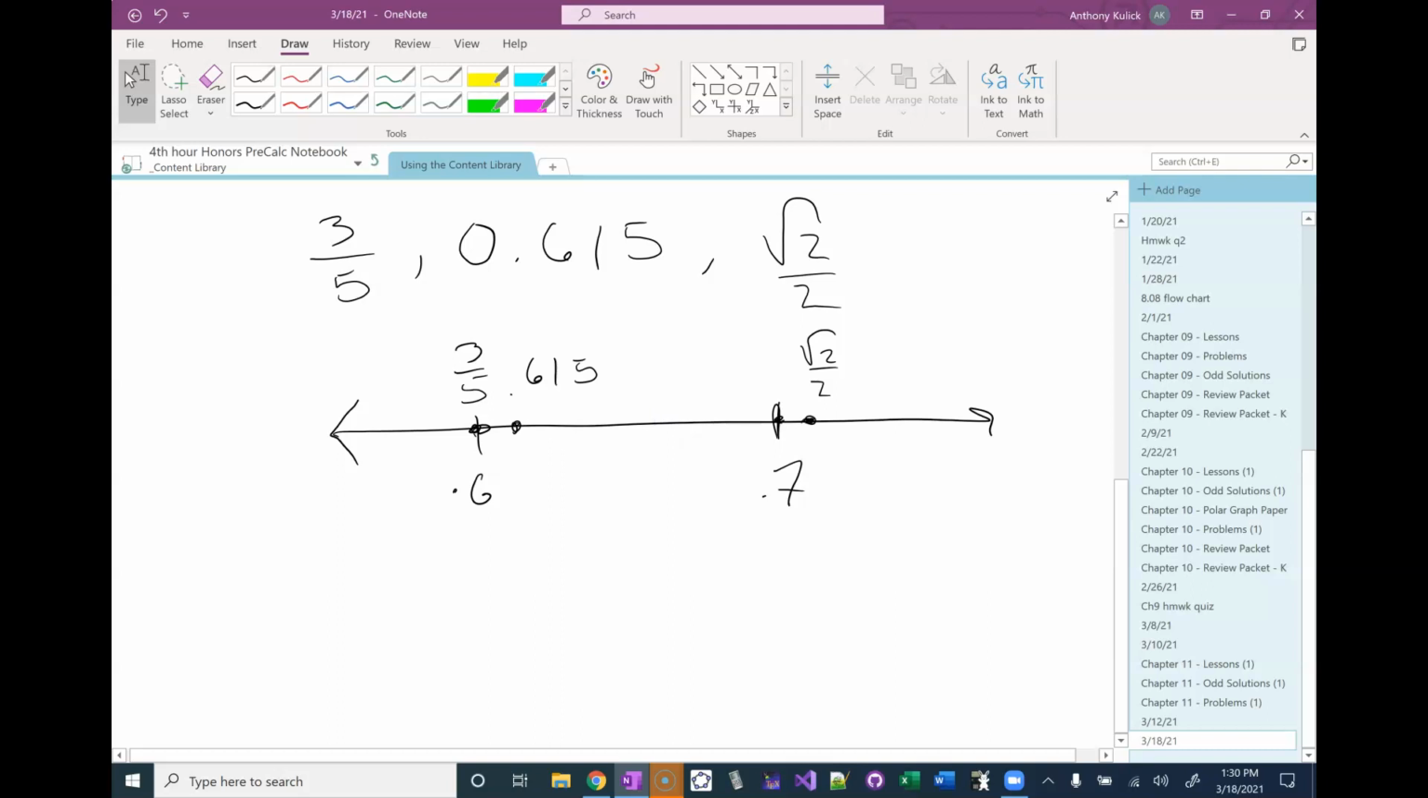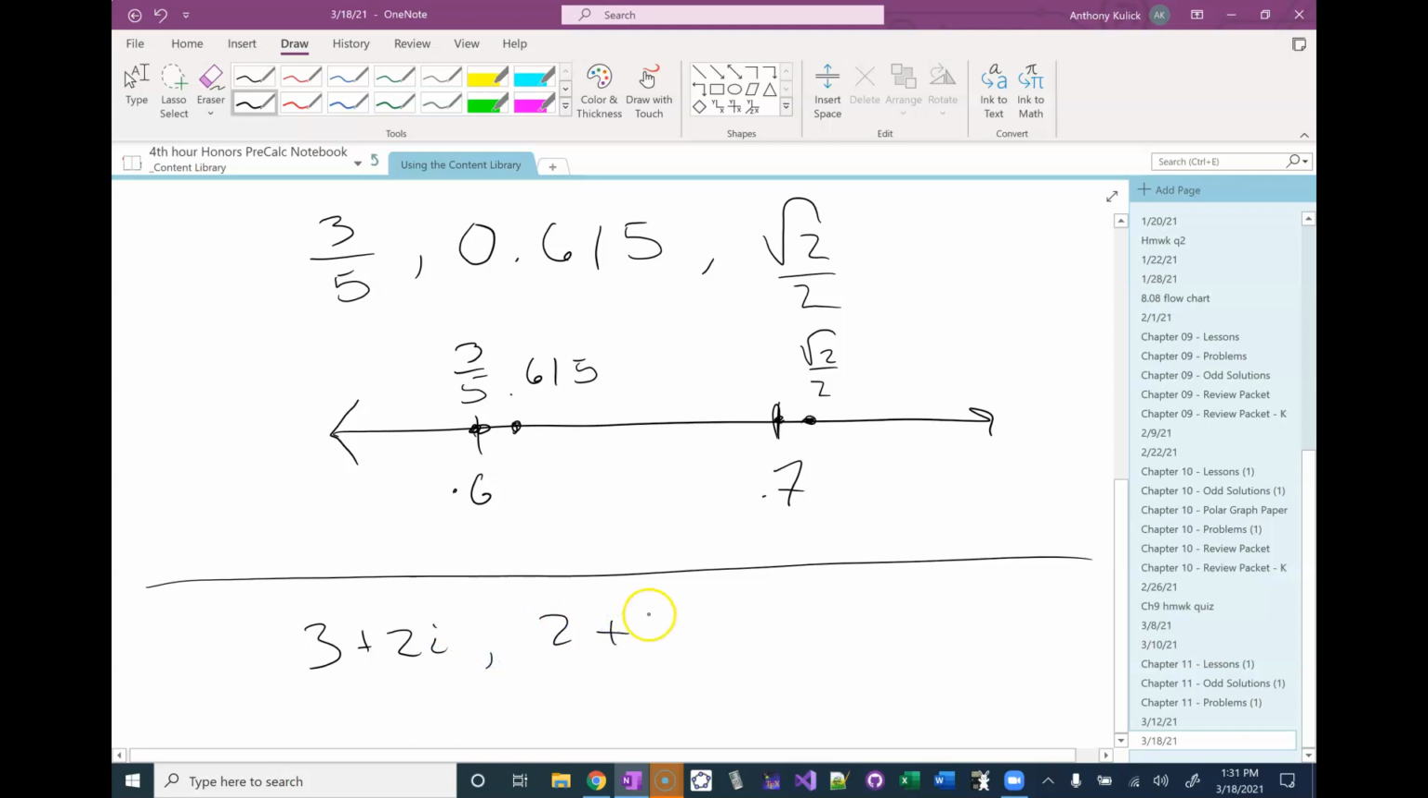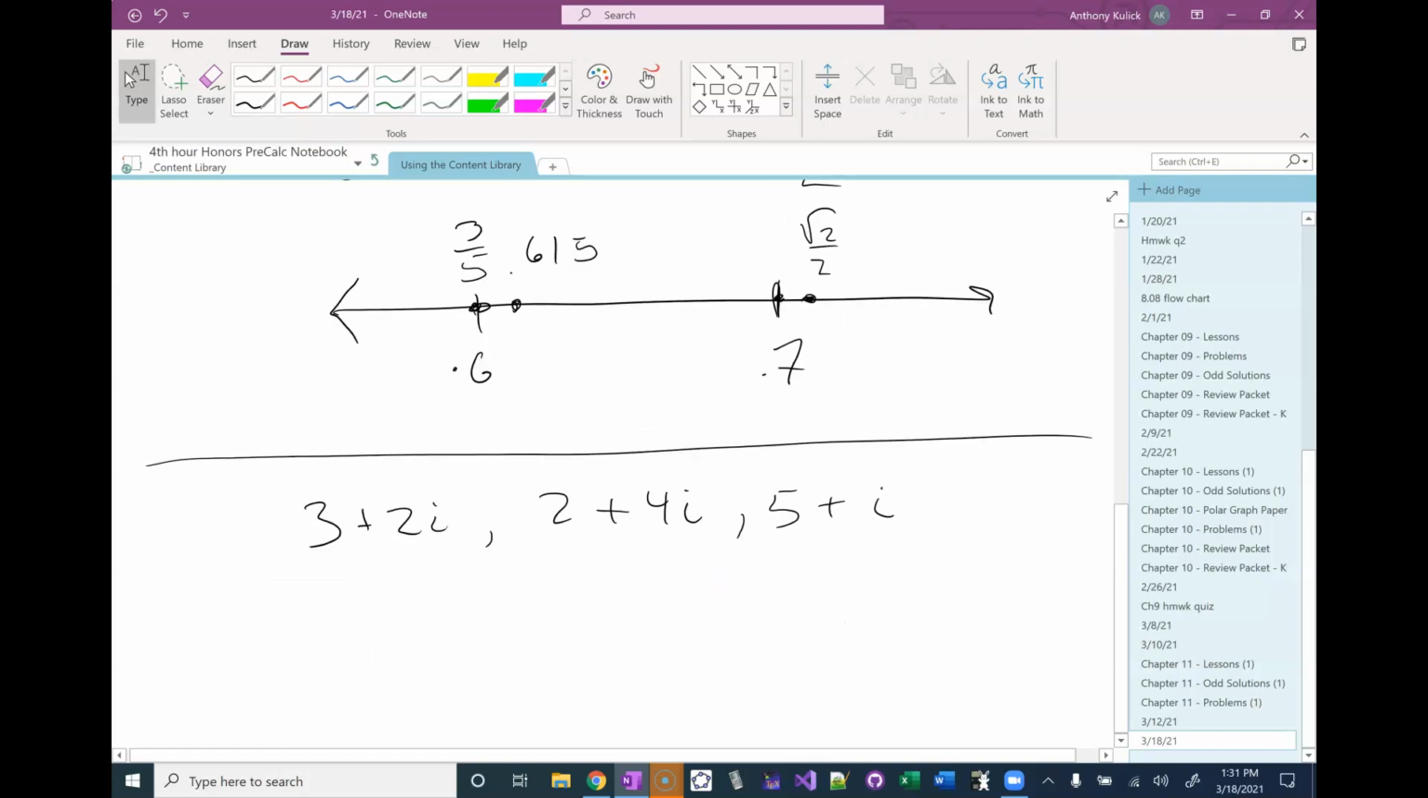What if we wanted to do the same thing with complex numbers? Let's say we have 3 plus 2i, and then 2 plus 4i, and then 5 plus i. Which one should come first on a number line? It doesn't work. So one of the features of the complex numbers is that they're not ordinal. You can't put them in order from biggest to smallest. You can't line them up on a number line.